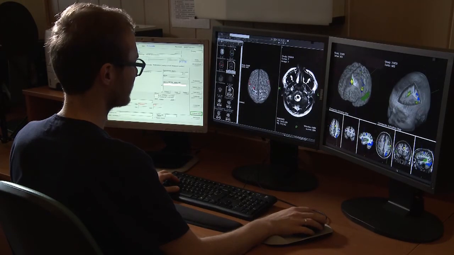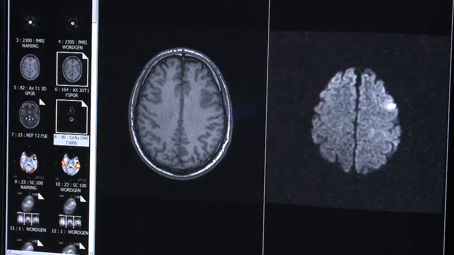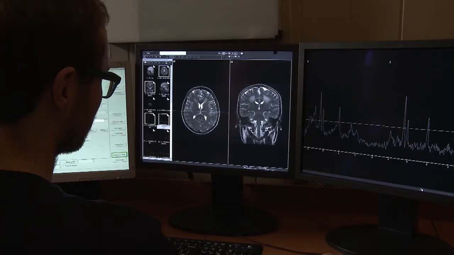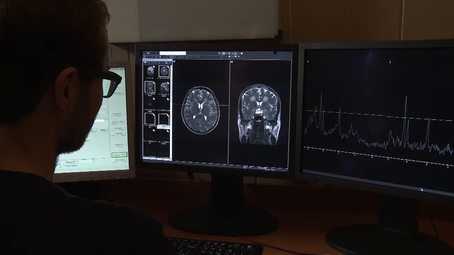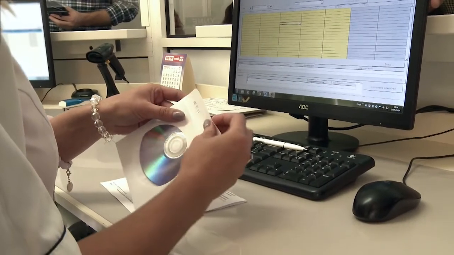Interpretation and reporting of the images are performed by a radiologist. The patient receives the report of the examination and the CD.